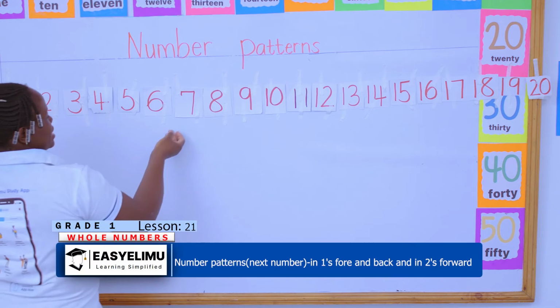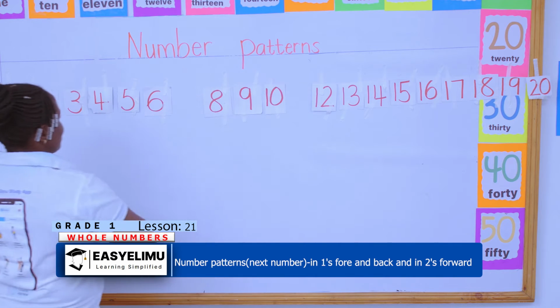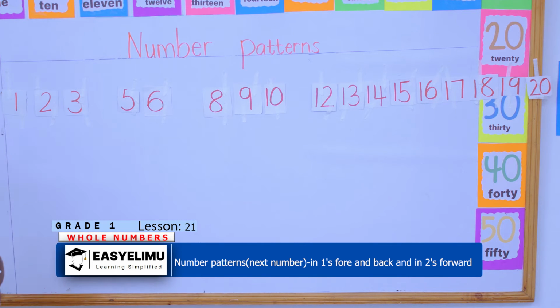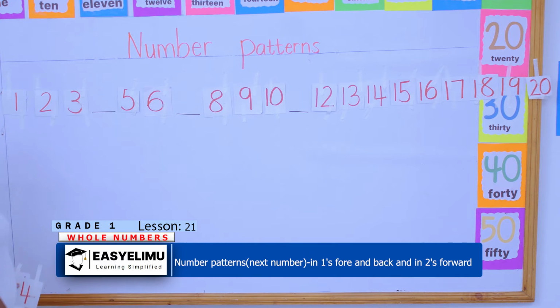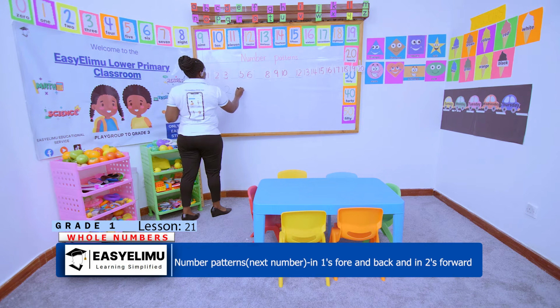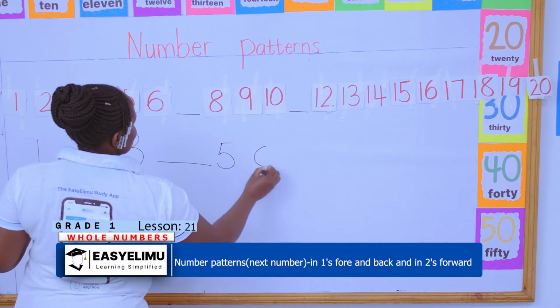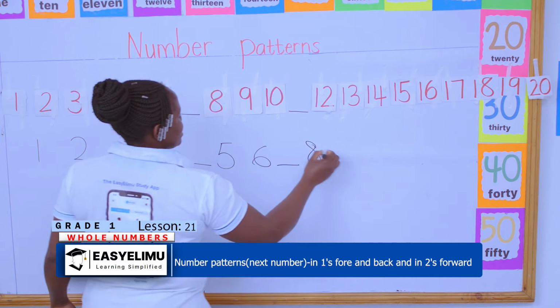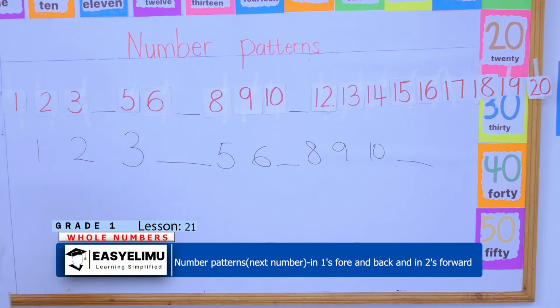If, for example, this number is pulled out, and someone says, fill in the missing numbers. Are you able to fill in the missing numbers? Now, who can fill in these missing numbers for us? So I've been given 1, 2, 3, dash, 5, 6, dash, 8, 9, 10, dash. Who can fill for us the missing numbers?